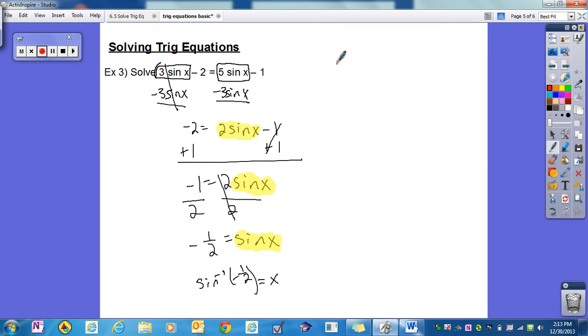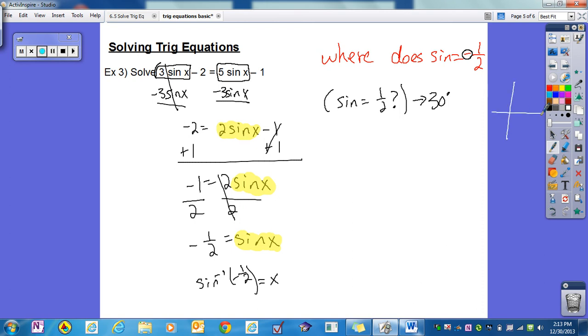Alright, so that means I have to ask myself, where does sine equal negative 1/2? Alright, if you look back at your chart, we have a problem. The problem is everything's positive. I can't have this negative right here. Alright, so what I really want to ask myself is, where does sine equal 1/2? Alright, well, sine equals 1/2 at 30 degrees. This negative is going to come in because I have to look at all 4 quadrants.